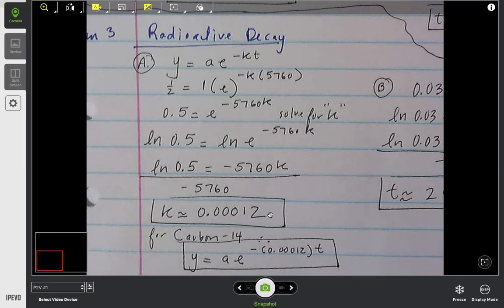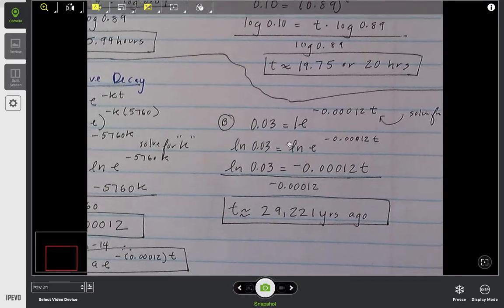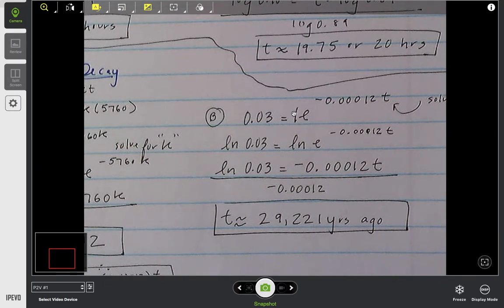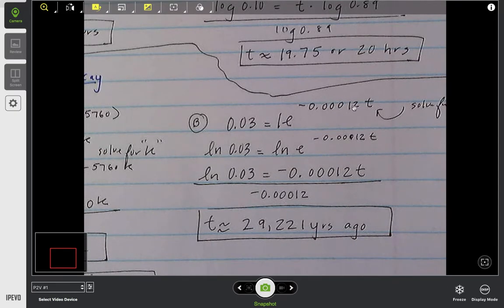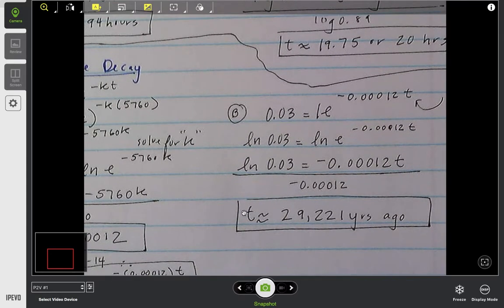Now I have the tool in hand that I need to figure out how old these mammoth bones are. The sample contained only 3% of what it started with, and what it started with was 100%, which is 1. Here's my constant that I'm fitting in, and what I'm looking to solve for is time. How old are the mammoth bones? Again, same algebraic journey. If you've been solving these equations, this is pretty familiar to you. And we find that those mammoth bones are about 29,000 years old. They lived in the last ice age, so this is a reasonable value to end up with here.